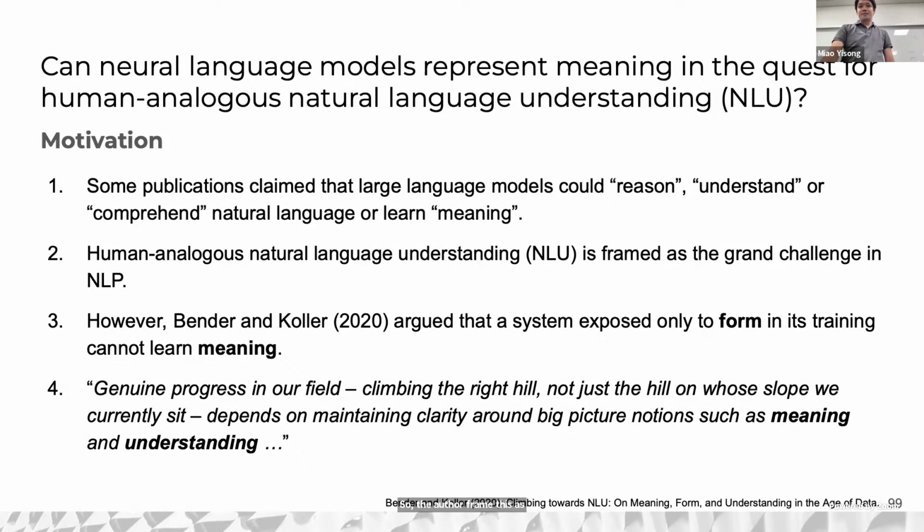The author claims that if you have a system exposed only to form during training, it can never learn meaning. They say that genuine progress in NLP means climbing the right hill, not just the hill on whose slope we currently sit. The hill that we currently sit on is the large language model hill, because everything is about large language models. And they say that we should maintain some clarity about notions such as meaning and understanding.